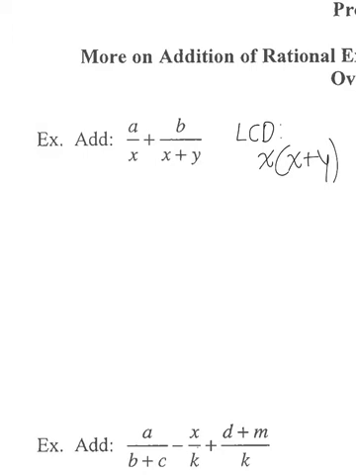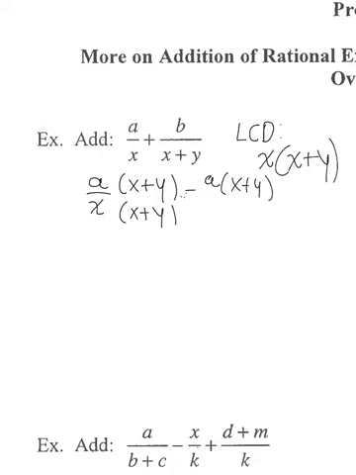So now our job is to change these so that they each have x times the quantity x plus y as their denominator. So I'm going to start with the a over x, and I have to multiply top and bottom by the quantity x plus y, so I'm going to do that. And so what I get when I do that is a times the quantity x plus y over x times the quantity x plus y.